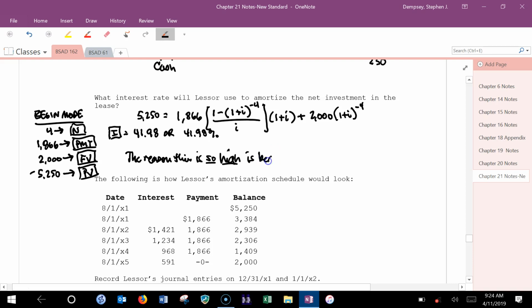is because it's not just interest, but also effective interest method amortization of the gain.